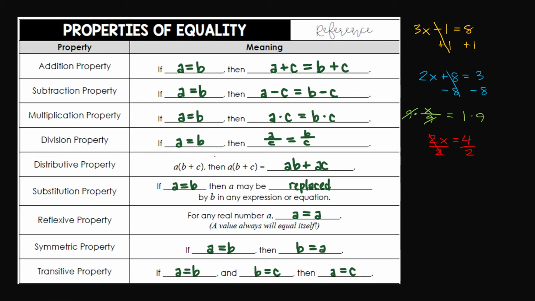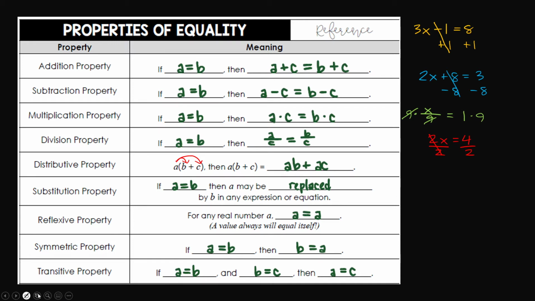Distributive property, I'm just going to mark right on the chart here. If you have the expression A times, in parentheses, B plus C, then that is equal to A times B plus A times C. And we remember from 7th grade that the way that we distribute is that we take the value on the outside of the parentheses and multiply it by every term on the inside of the parentheses. A times B plus A times C.